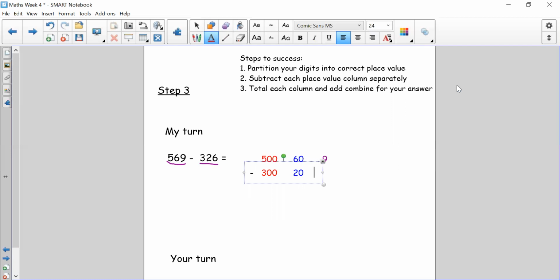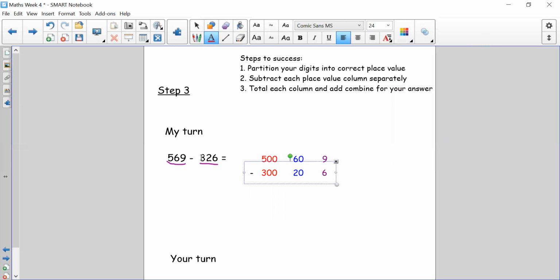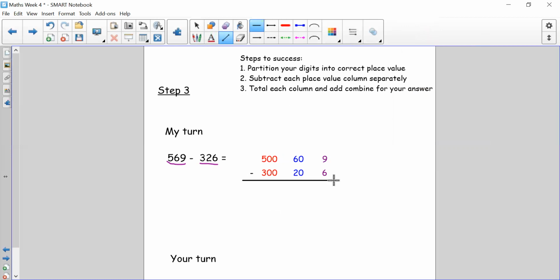20, and then I need 6 ones. 6, excellent. So I now have 326. Let's put our line underneath so we know we're going to subtract, and that's going to be our answer. 9 take away 6. Okay, so 9 take away 6 is 3.